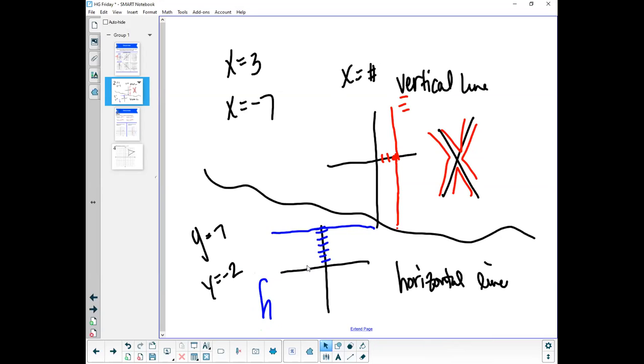All right, so maybe if you have paper or something, you want to write that down. x equals a number is a vertical line, y equals a number is a horizontal line. Let me give you a minute to do that.